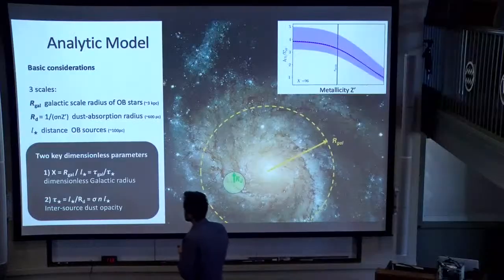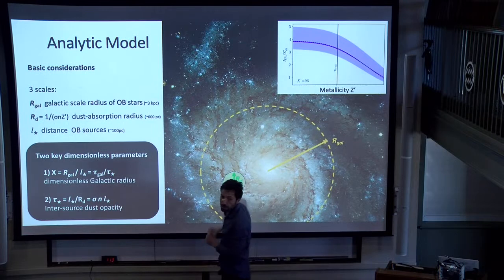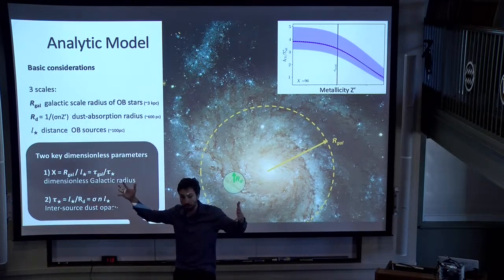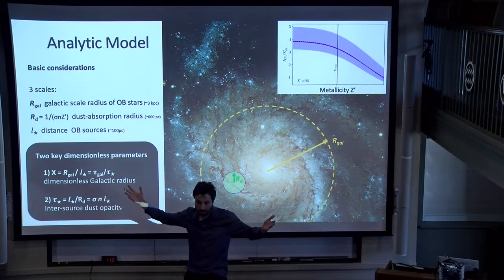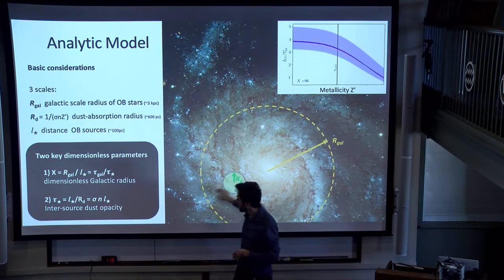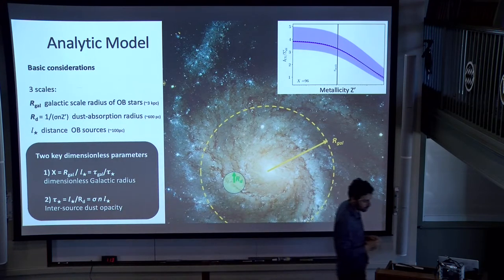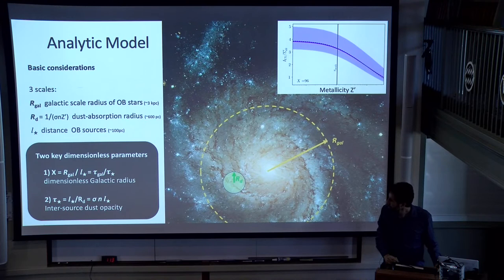As you can intuitively see, in the optically thin limit, only when you get to this very large size, this very low metallicity, you see all the stars, and then you care how many stars there are in the galaxy. At high metallicities, you only see the local environment, and then you really just care about the tau star, the inter-source opacity.